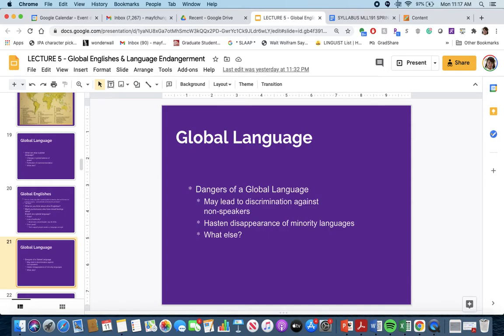In the United States, a lot of people look down upon other Englishes, even though, like I said, the United States does not have an official language status, right? And then it can also hasten the disappearance of minority languages and lead to things like language endangerment.